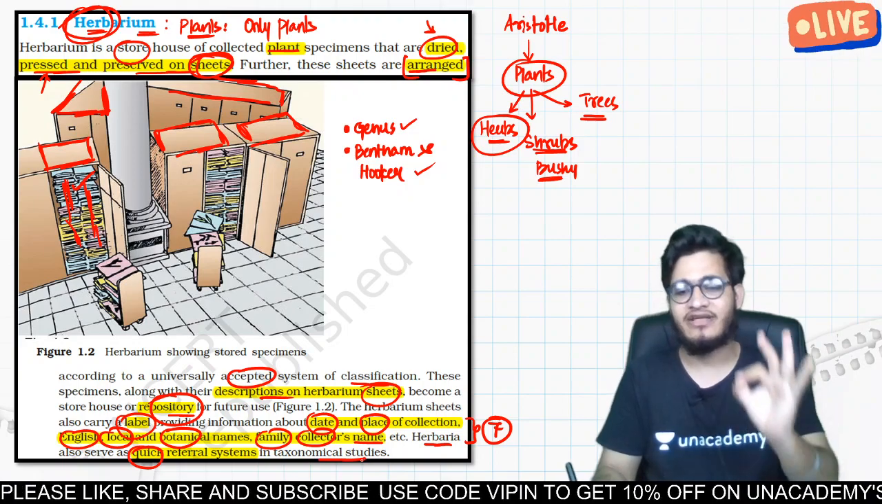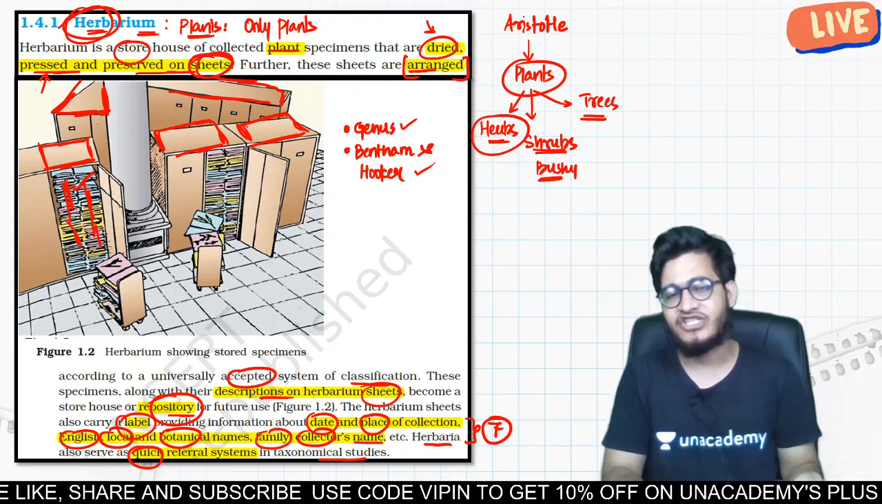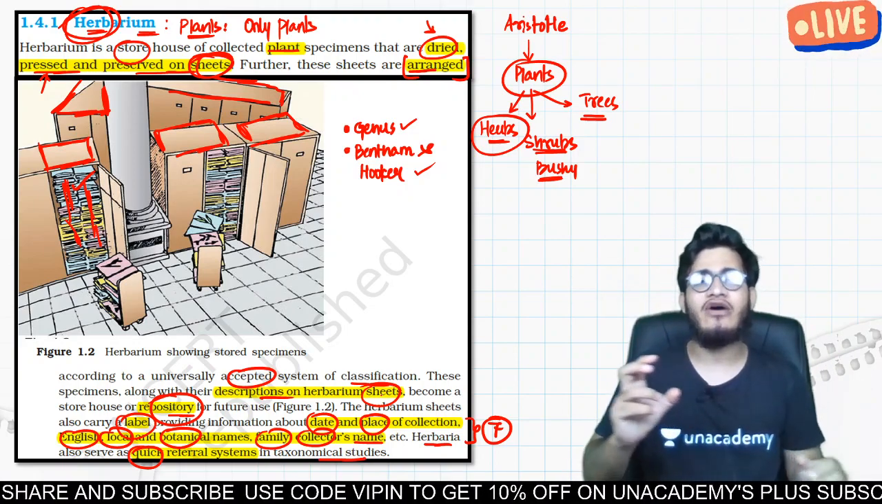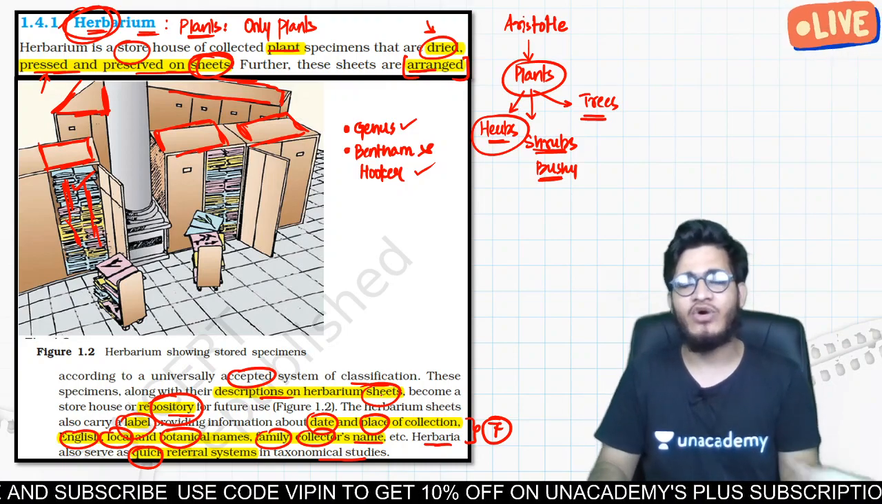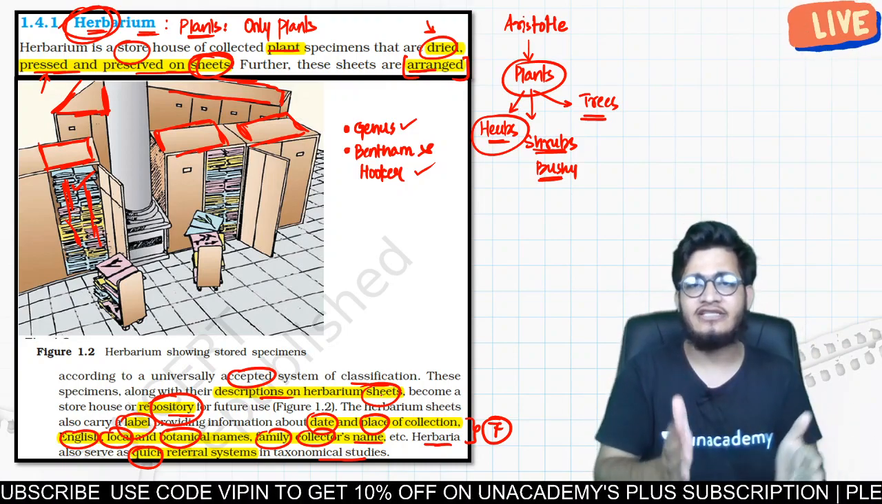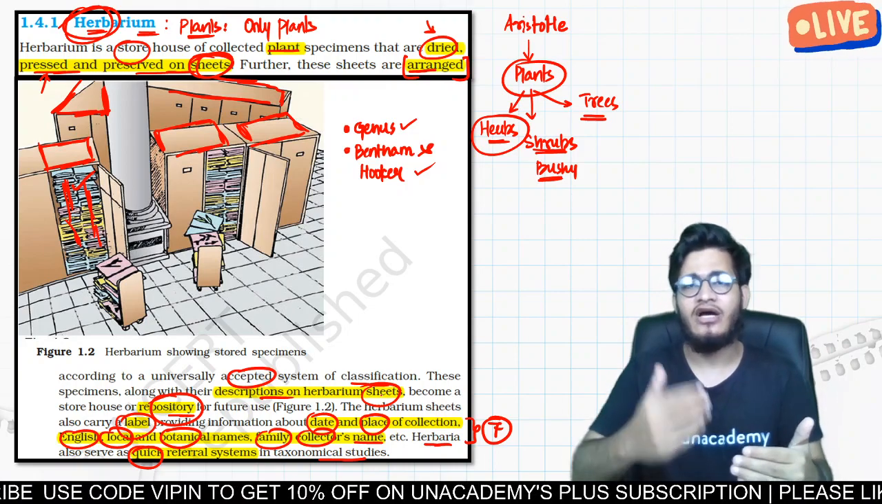They are a quick referral system because if you give me a dictionary and tell me to find a word, then I'll surely find that word in 10 seconds, because I know that it is arranged according to alphabetical order.